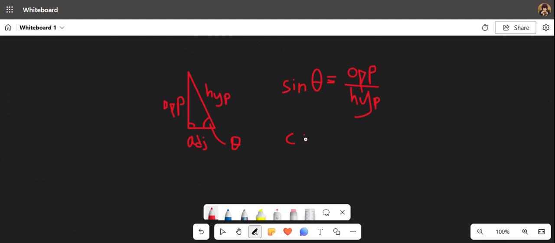The cosine of theta is always going to be the adjacent to the hypotenuse. And the tangent of theta, which is written as tan theta, is always going to be the opposite over the adjacent.